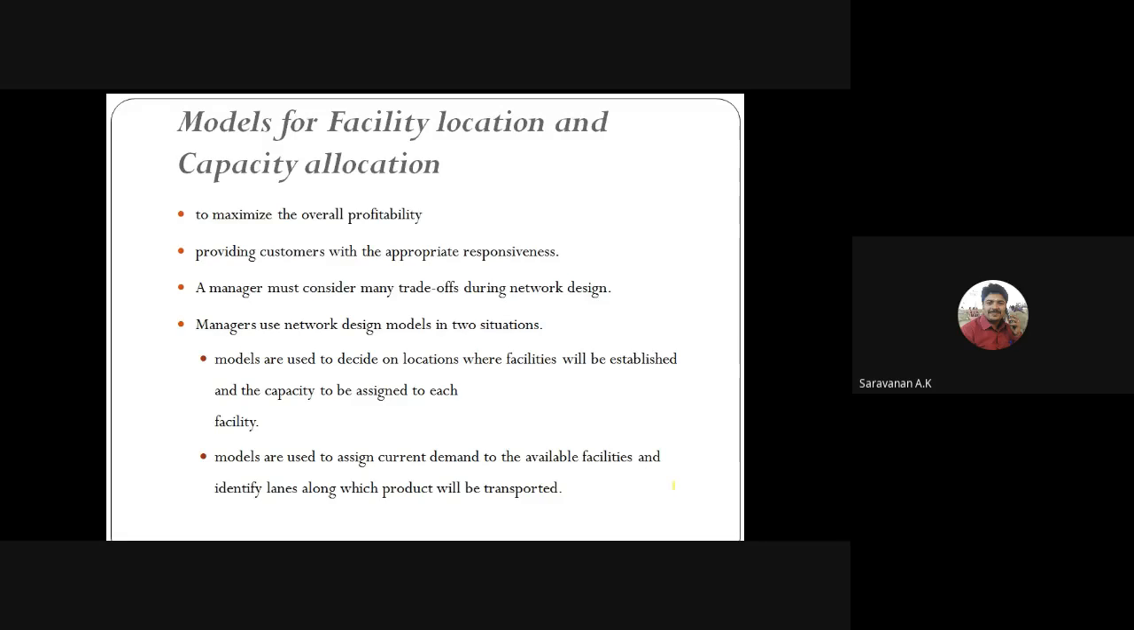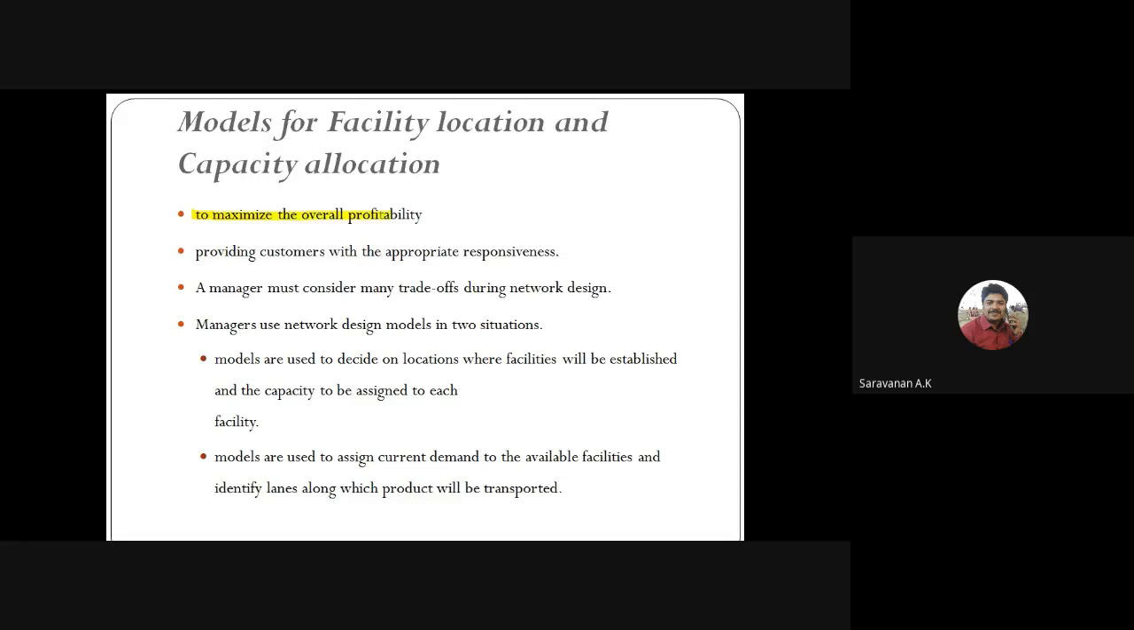A manager's goal when locating the facilities and allocating the capacity should be to maximize the overall profitability. That's the first point.